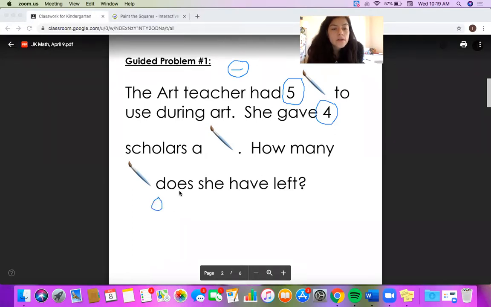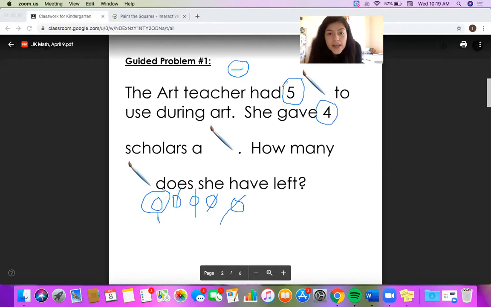1, 2, 3, 4, 5. Then it says that she gives 4 paintbrushes away. So am I going to draw 4 more? No, I had to take out 4 because she gave them away. She no longer has them. We had to get rid of them. So let's cross out 4. 1, 2, 3, 4. Now, how many does she have left? That's right. She has 1 paintbrush left.